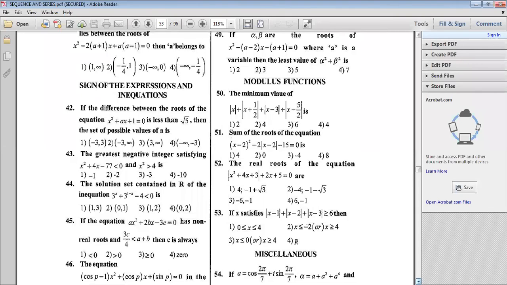Look at this problem, the 52nd. Here mod of x square plus 4x plus 3, plus 2x plus 5 is equal to 0. So this is the given equation. I have to find what the real roots of that equation are.